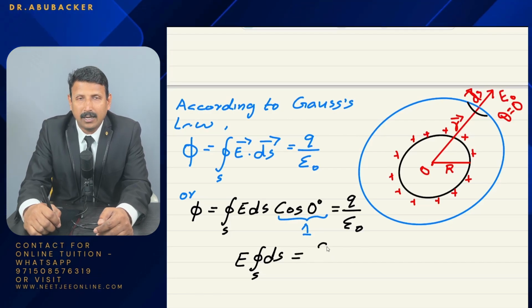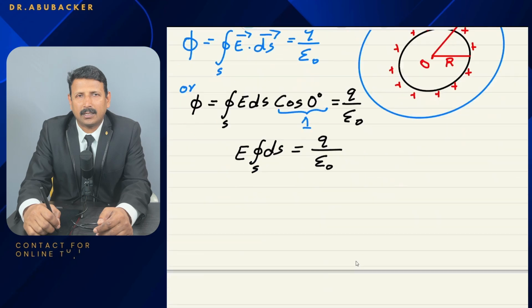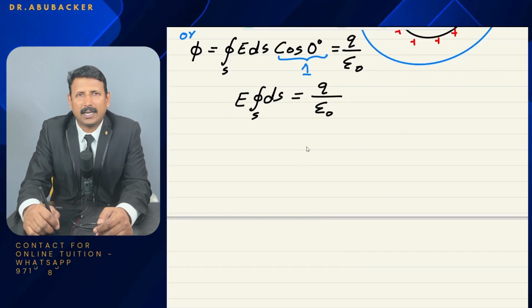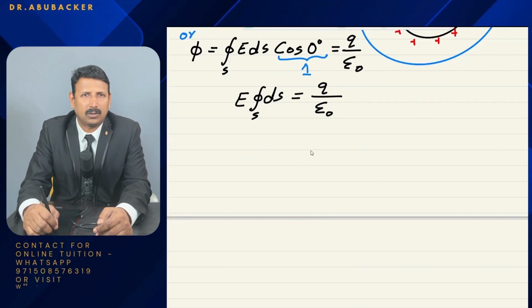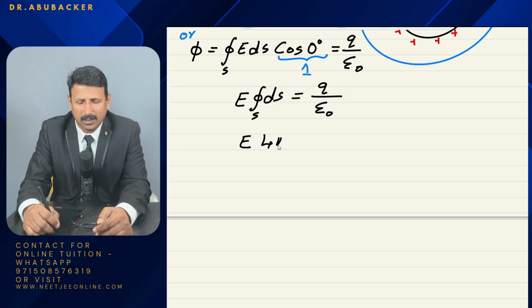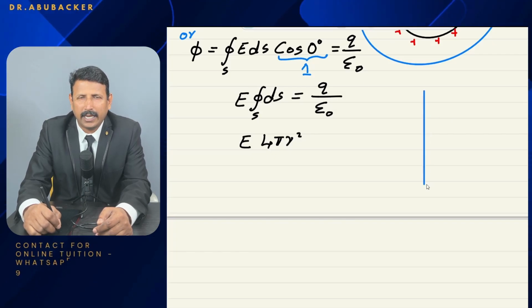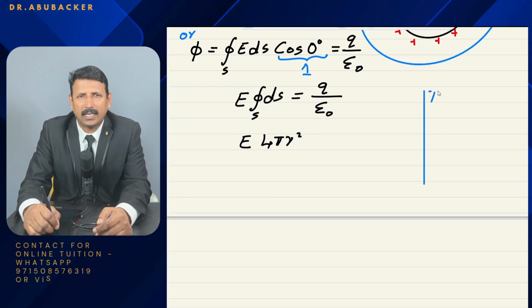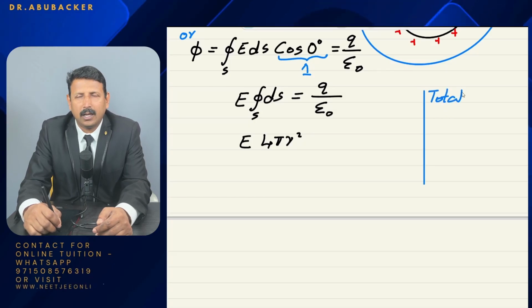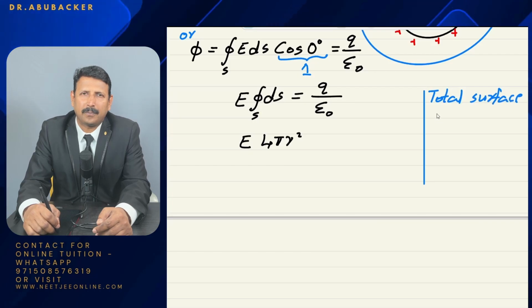Now in the integral E dot ds, we can write E outside the integration because E is a constant. E integral ds is equal to Q by epsilon 0. Now we have the place for integral ds. In the case of sphere, the total surface area of the sphere will be 4 pi r square. So E times 4 pi r square, because integral ds is 4 pi r square. E 4 pi r square is equal to Q by epsilon 0.